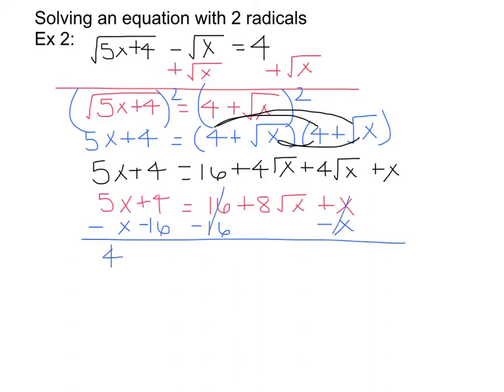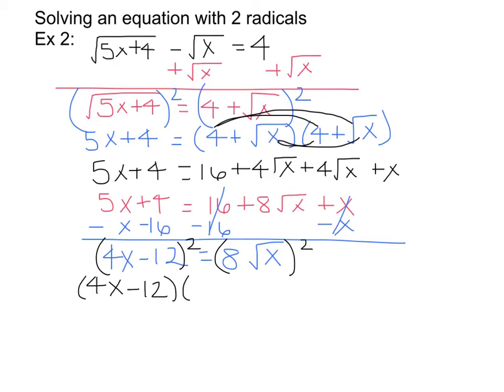So that gives me 4x, and then 4 minus 16 gives me minus 12 equals 8 square root of x. All right, normally at this point in time we would divide by 8, but 8 doesn't go in perfectly into 4 or into 12. So instead we are going to square both sides to get rid of our square root. So on this left-hand side it does mean 4x minus 12 times 4x minus 12. And we are going to have to FOIL that, okay?